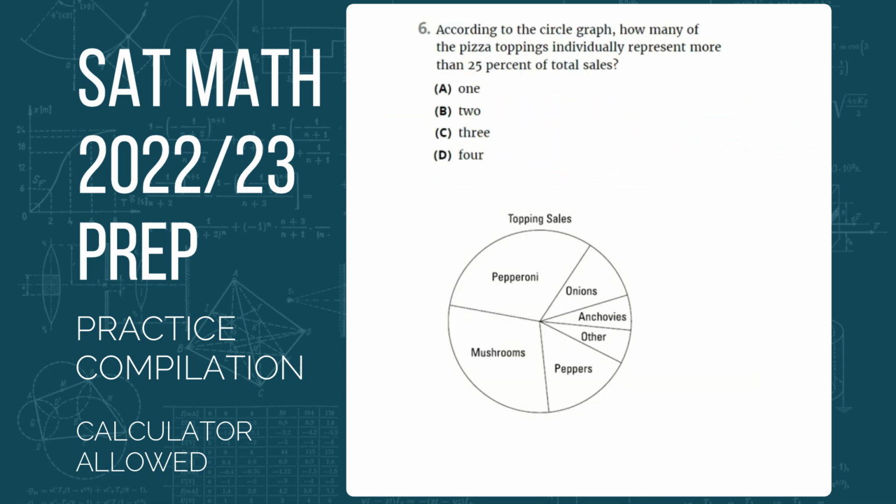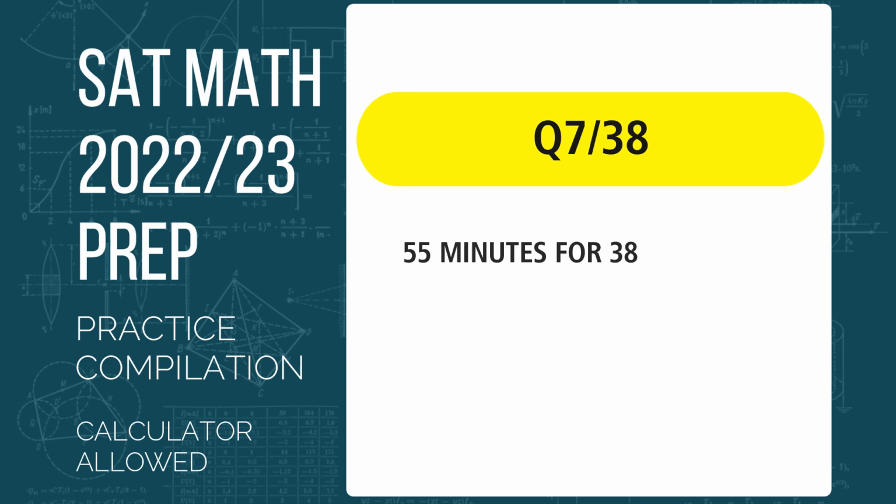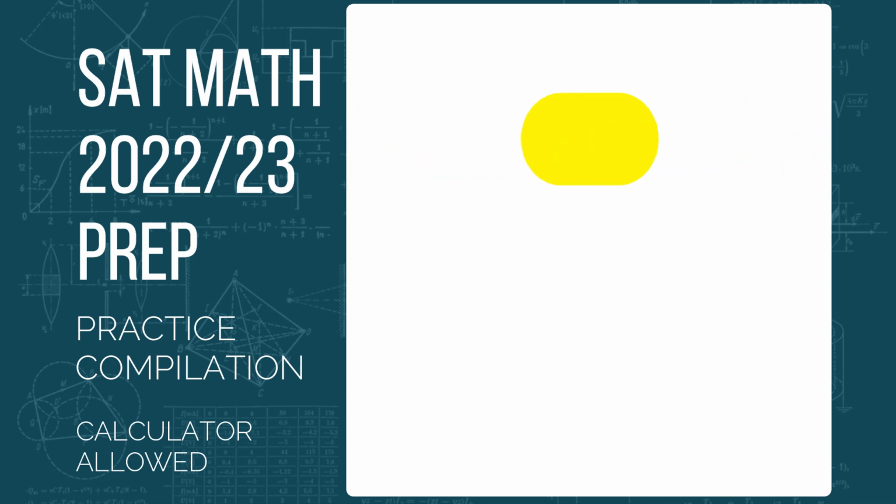According to the circle graph, how many of the pizza toppings individually represent more than 25% of the total sales? When we see 25%, that should be equal to 1/4 of a circle. So let's look at how many sections represent 1/4 of a circle. We can easily see one pepperoni and one mushrooms. There are only two sections which are more than 25%. So the answer is B, 2.